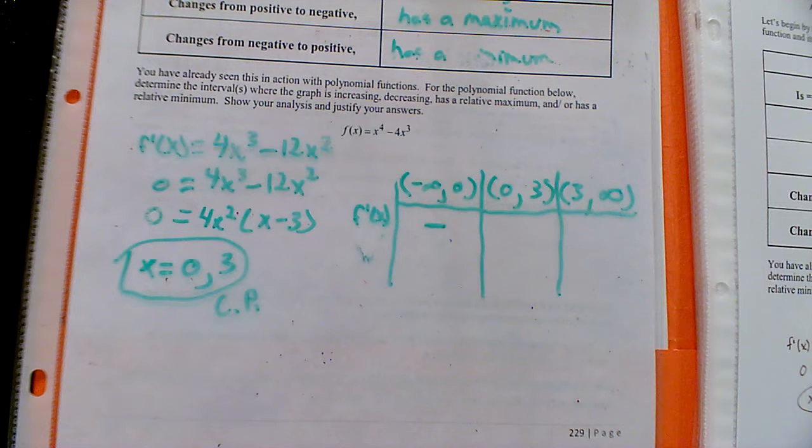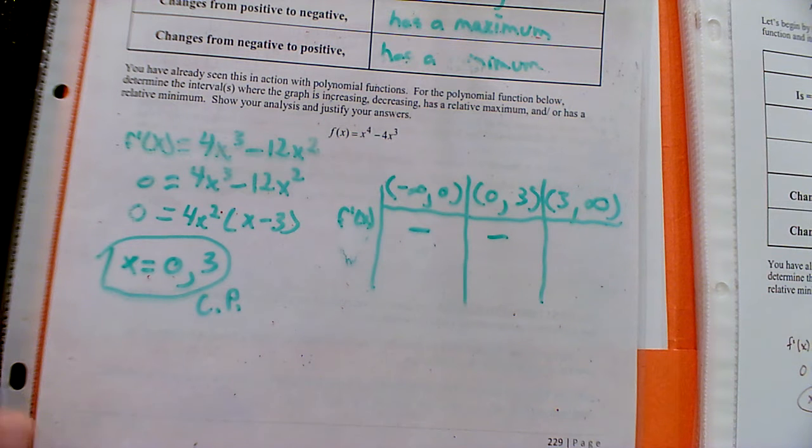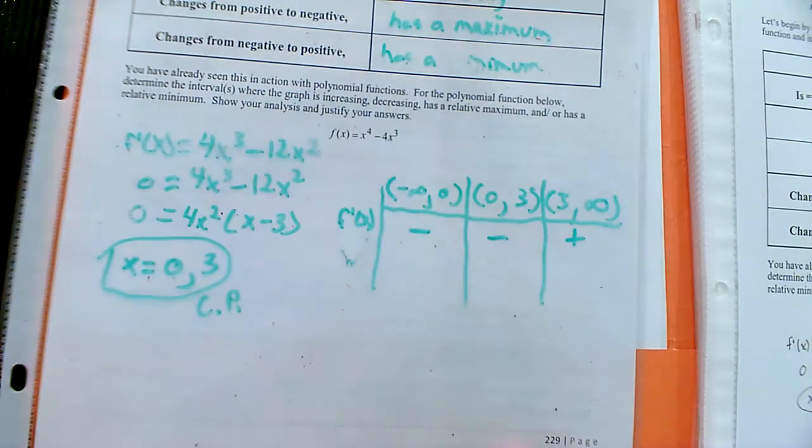What is the value? Positive or negative value? It's a negative value again. And the last interval. Check whether a number within that interval, when you plug it into your derivative, is positive or negative. Positive. Okay?